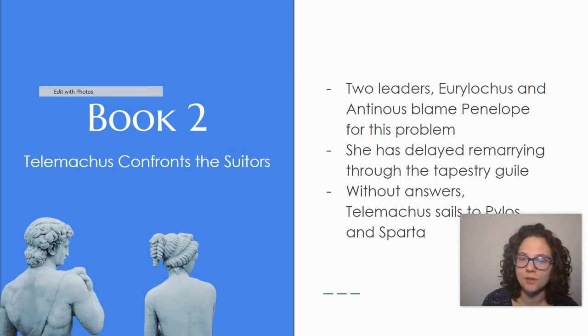So Telemachus is really feeling the pressure to kick his mom out of the house, or force her to remarry, or to take care of the kingdom himself. So he goes to a place called Pylos and a place called Sparta to try and seek answers, to find his father and bring him home.